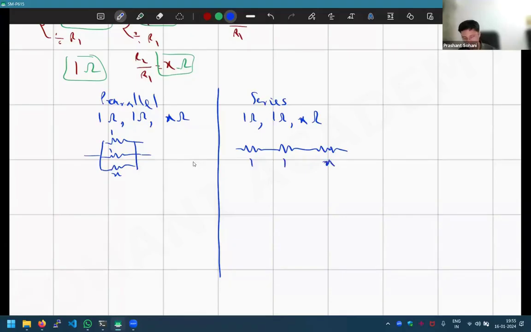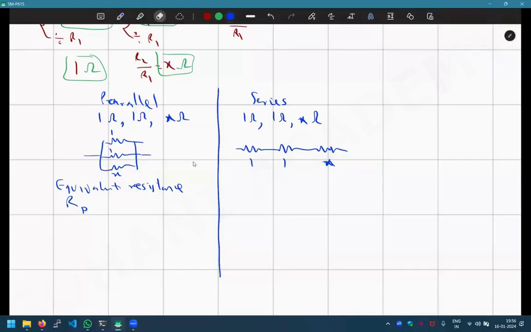So first is what we call the equivalent resistance, right? Do we know the formula for that? On the left hand side, how much is that equivalent resistance going to be? Let me call it RP, so RP for parallel, right? In the parallel case, the equivalent resistance, what is the formula? Can somebody tell? 1 upon R1 plus 1 upon R2.